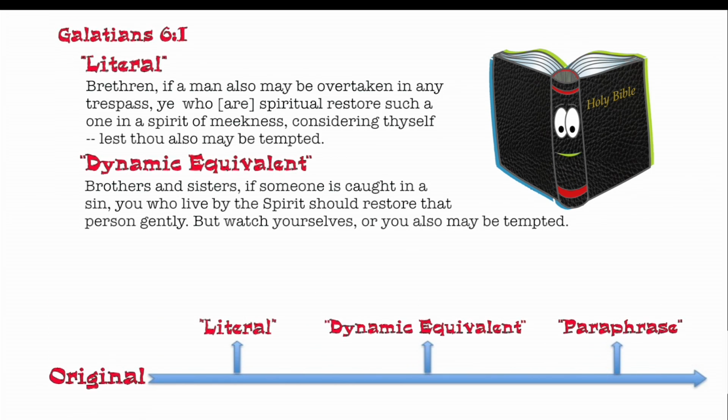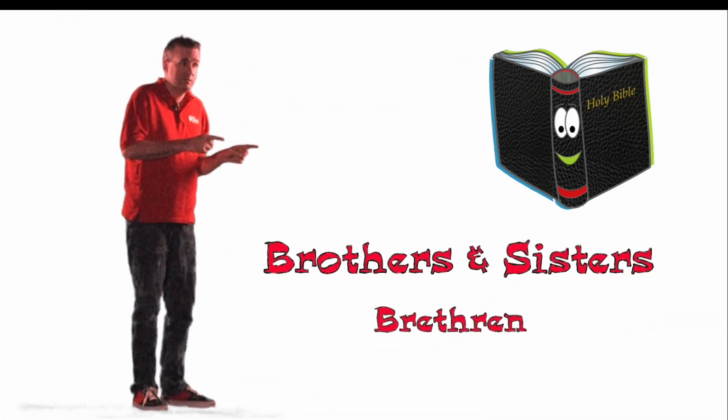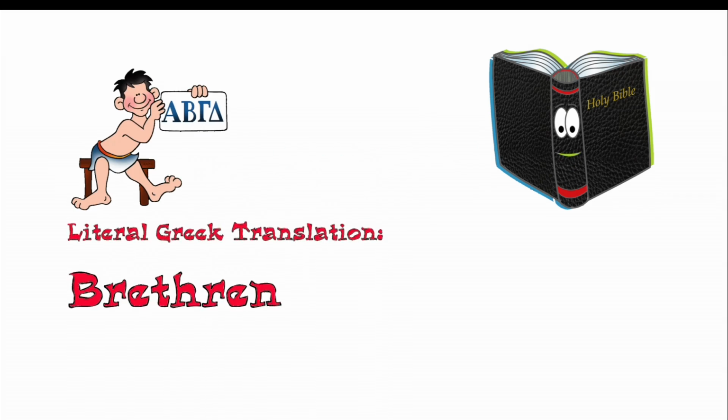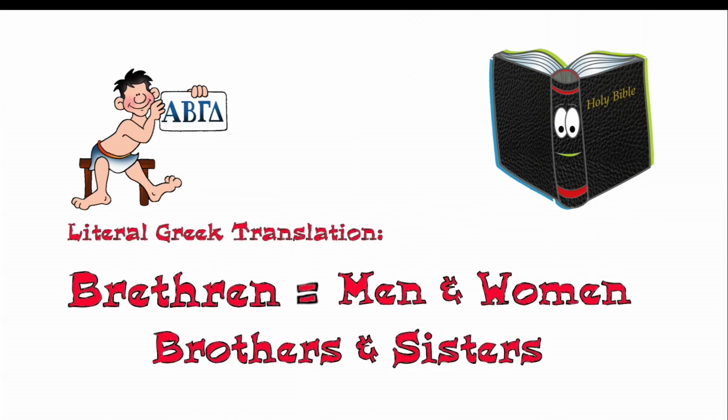Brothers and sisters, if someone is caught in a sin, you who live by the Spirit should restore that person gently. But watch yourself, or you also may be tempted. That one said brothers and sisters instead of brethren. That's right. The literal Greek word, brethren, is meant to include men and women. So a dynamic equivalent would be to say brothers and sisters instead of just brethren.